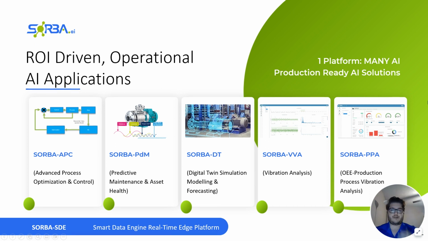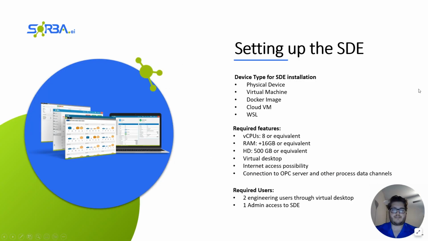Before we dive into predictive maintenance, I do want to take just a moment to go over some of the other applications that we have within Sorba. Sorba also has the capability for advanced process control and optimization. We also have the ability to do digital twin and forecasting. And then we also have specialized applications for vibration analysis and for OEE. So with that, let's go into predictive maintenance.